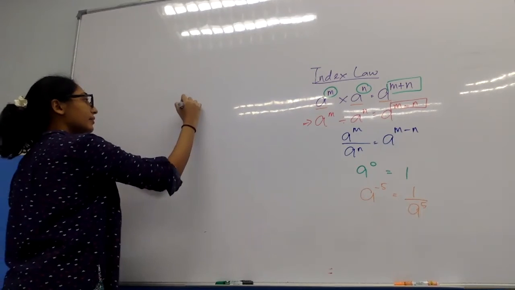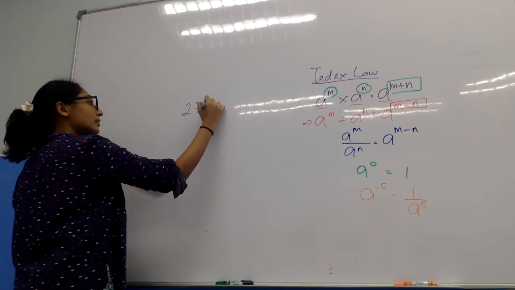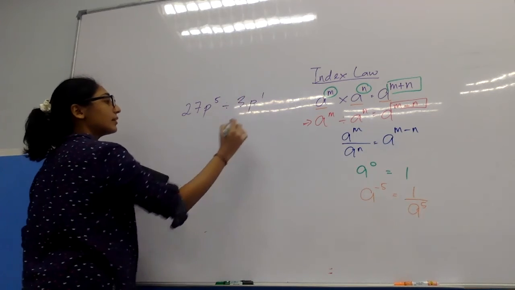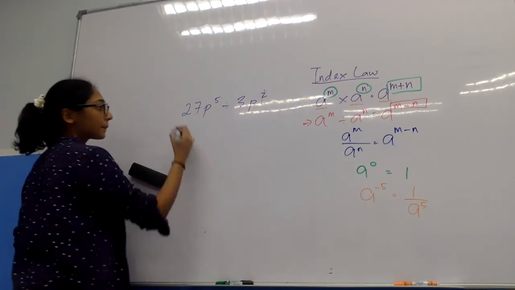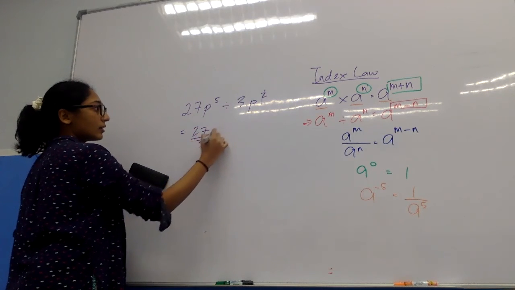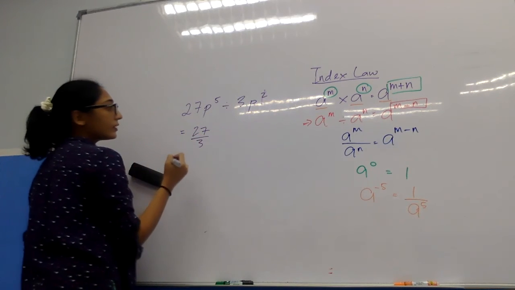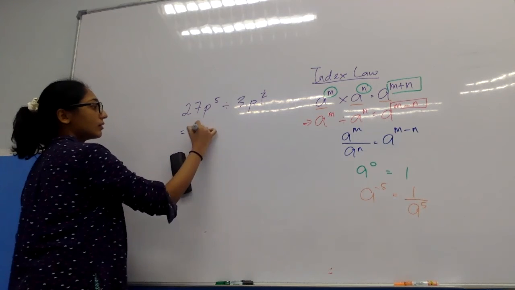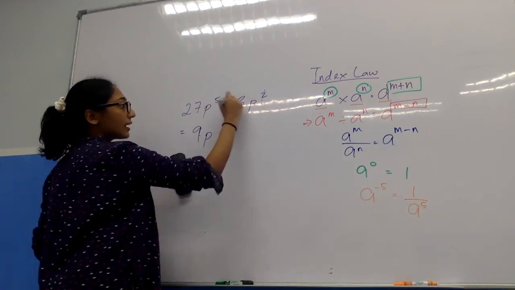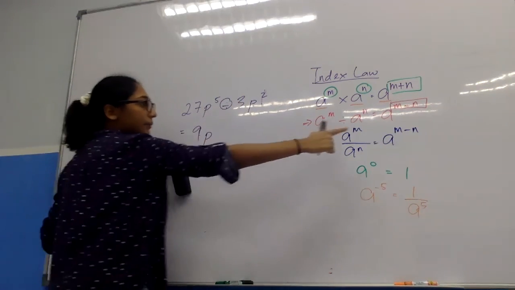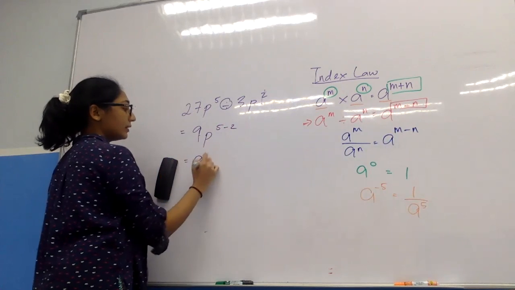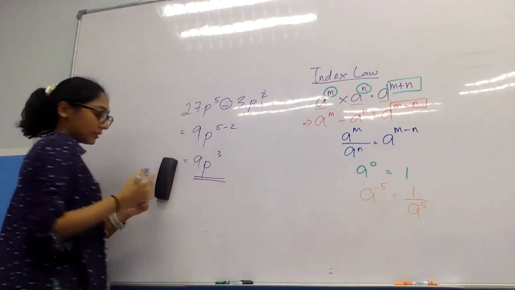We try one with divide. Let's say I have 27p^5 divided by 3p^2. Divide the numbers first. 27 divide 3 is 9. And then p. So you can follow this index law for divide. When it's divide, I minus the small numbers, 5 minus 2. So it becomes 9p^3. And that's your final answer.